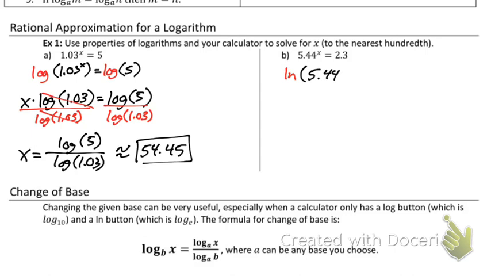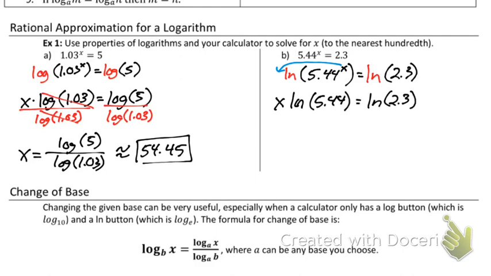Wow. So I'm going to do the natural log of 5.44 to the x equals the natural log of 2.3. We're going to divide both sides. Oh, no, I got to bring that x out first. You're outside now. x ln of 5.44 equals ln of 2.3. Divide both sides by ln of 5.44, so we have x equals ln of 2.3 all over ln, natural log, of 5.44. Plug that in and tell me what you get out.